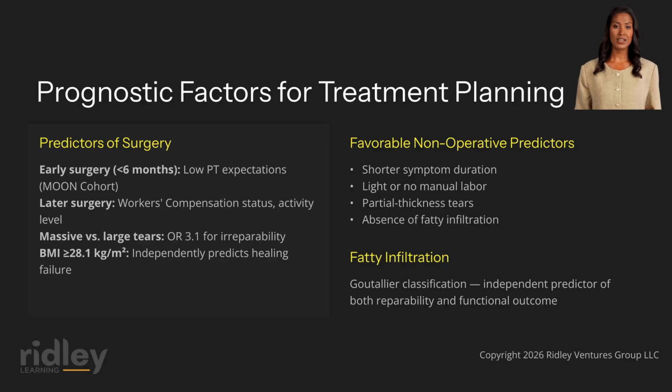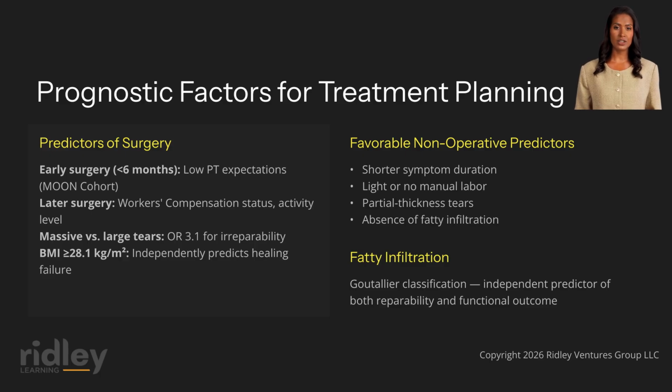The AAOS guideline identifies a set of prognostic factors spanning patient characteristics, tear features, and treatment variables that influence outcomes after both operative and non-operative treatment. The Moon Shoulder Prospective Cohort demonstrated that low patient expectations regarding the efficacy of physical therapy were the strongest predictor of early surgery within 6 months, while workers' compensation status and activity level were more important predictors of later surgery between 6 months and 10 years.